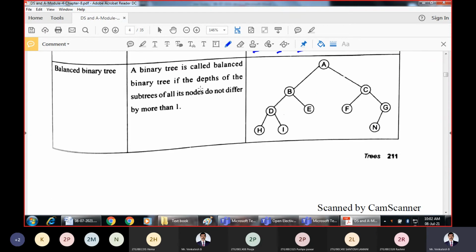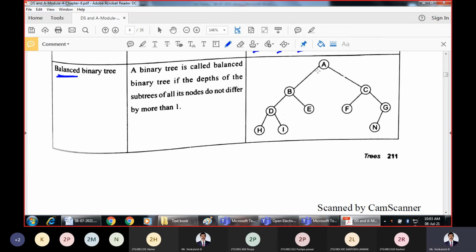Another type of binary tree is the balanced binary tree. The key term here will help you remember it: the number of nodes in the left subtree and right subtree must be balanced. The balance of the tree should not be lost. A binary tree is called a balanced binary tree if the heights or depths of the subtrees of all its nodes do not differ by more than one. We have seen the height of a node. What is the height of a node? The maximum possible level is the height of a tree.